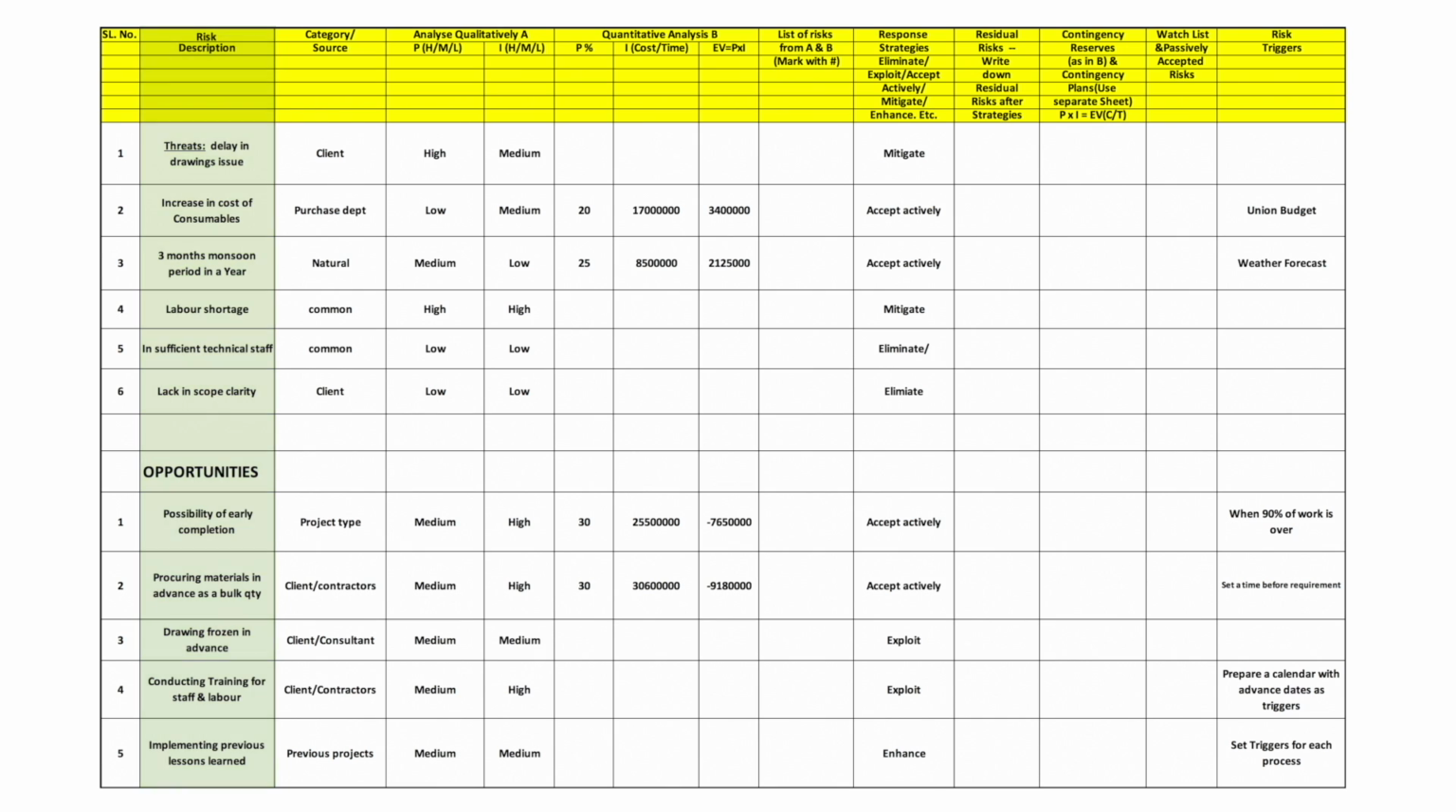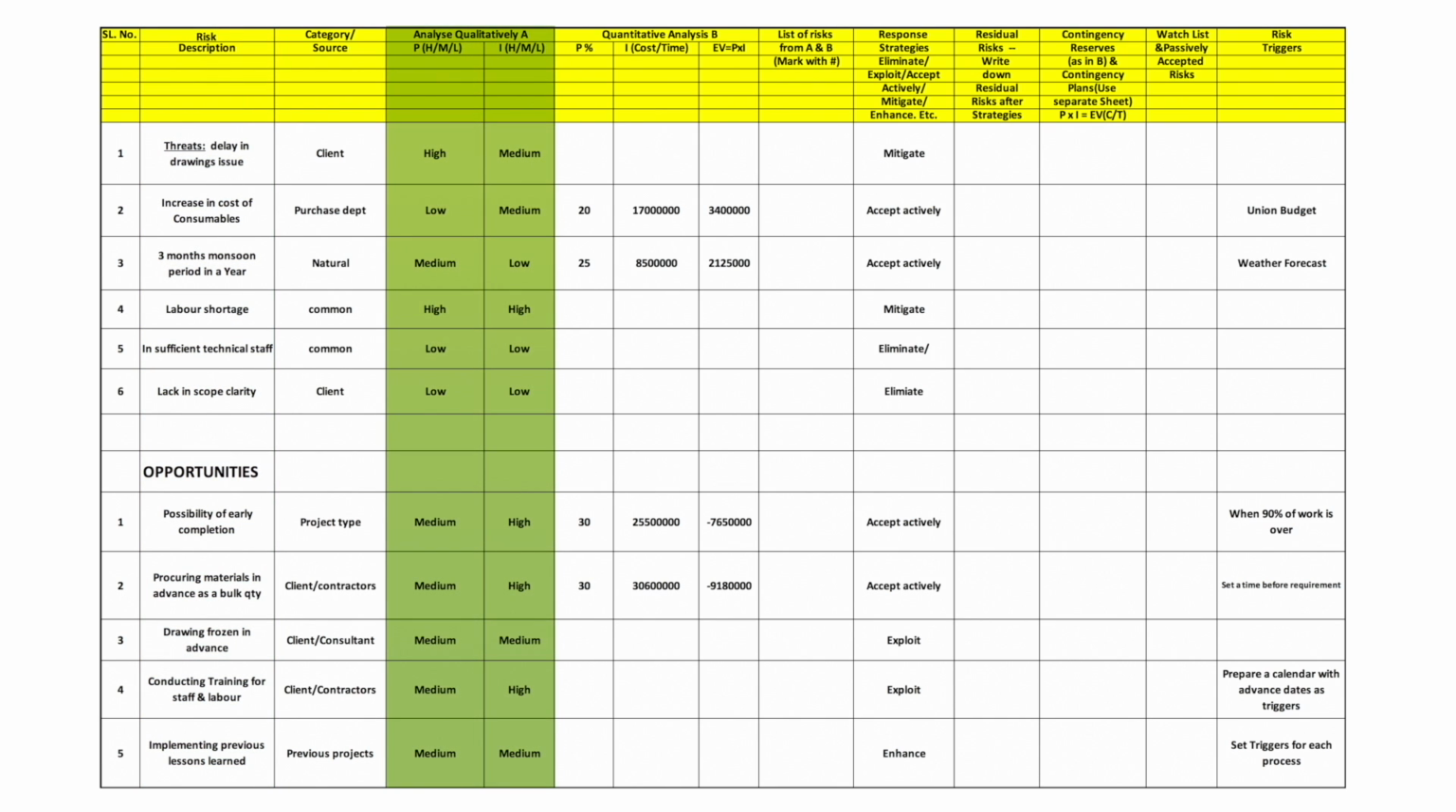Now, the next one is to qualitatively analyze these risks. That means giving them a high, medium, or low rating in probability and a high, medium, or low rating in terms of impact. Now, this can also be on a scale of 1 to 10 for both probability and impact. Once this is done, then you arrive at a short list of prioritized risks. Now, mind you, all the risks need not be analyzed qualitatively because some of them may not be worth the time and effort spent in doing the analysis.